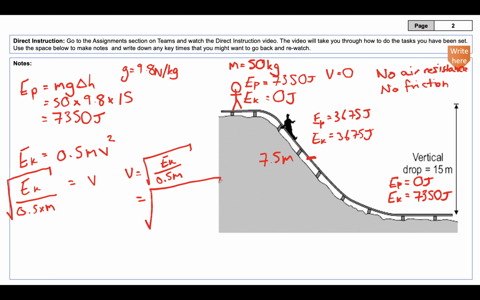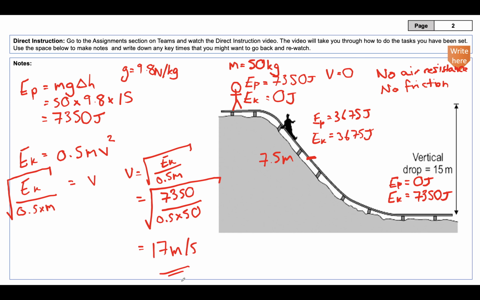So it's going to be the square root of the energy, which was 7,350 joules, divided by 0.5 times 50. We'll pop that into our calculator. And that gives me 17 meters per second.